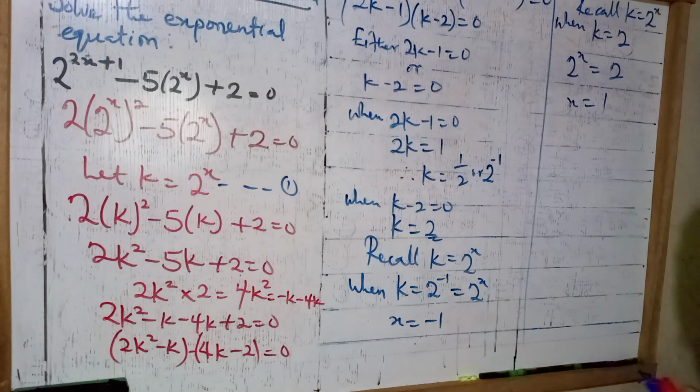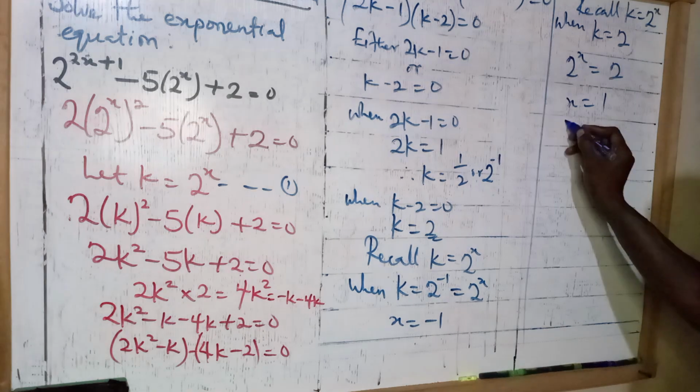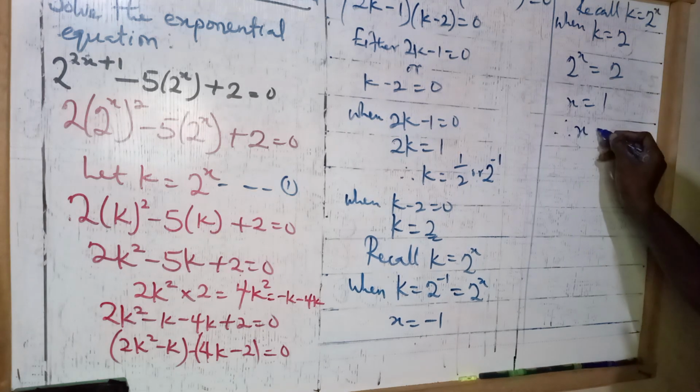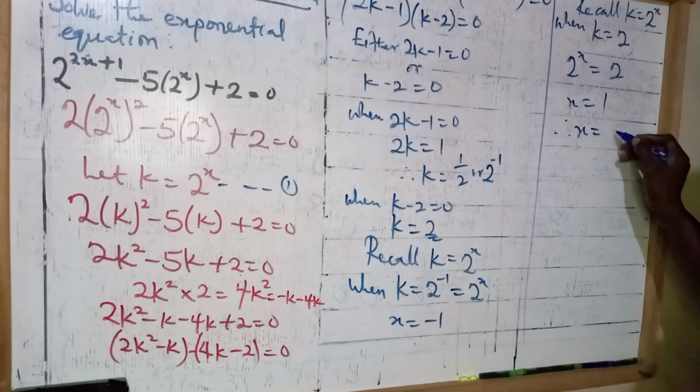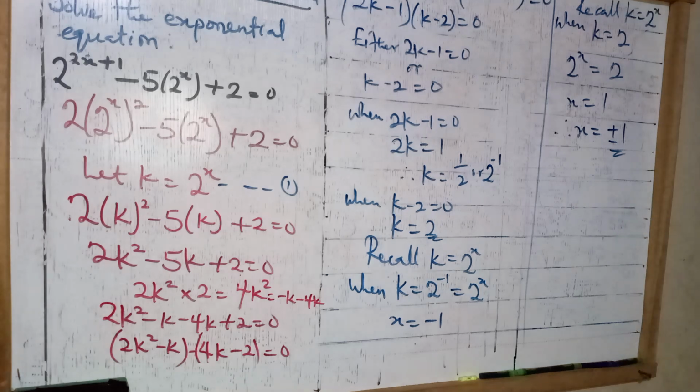So this comes to the end of the exercise. From here we can see that our value of x is either, therefore x is either equal to plus or minus 1.